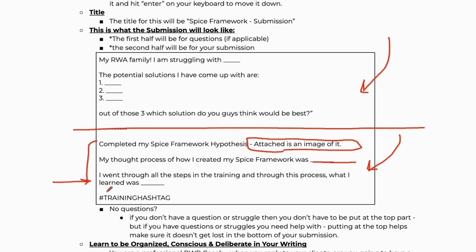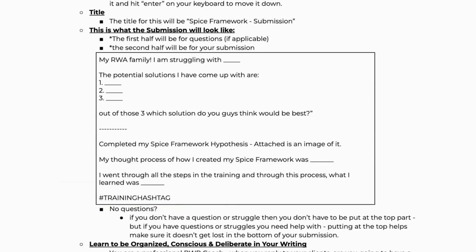Again, we are going to be including that template underneath the description for this training, so you can just copy and paste it, and then edit it. And then, of course, the hashtag is something that you don't touch. Very important. And if you don't have any questions or struggles, go ahead and let us know, and you don't have to include that first part on there, okay?